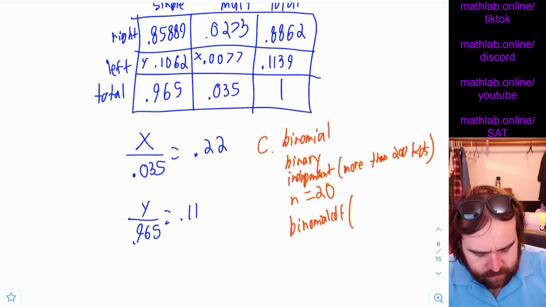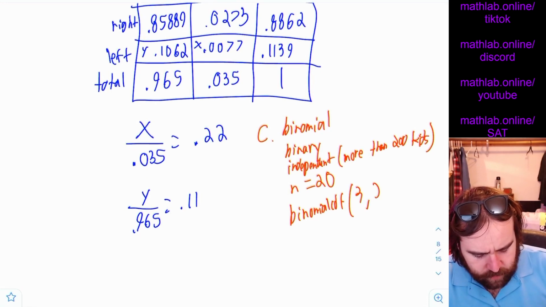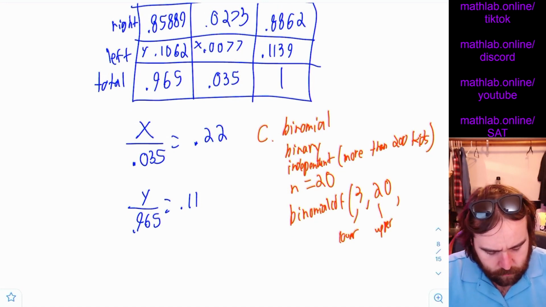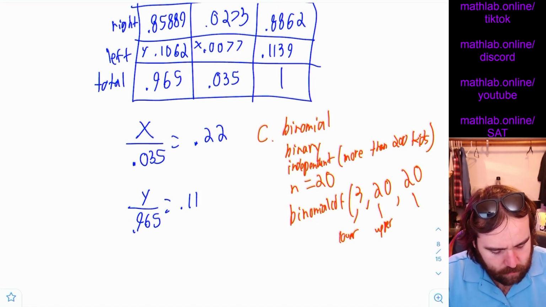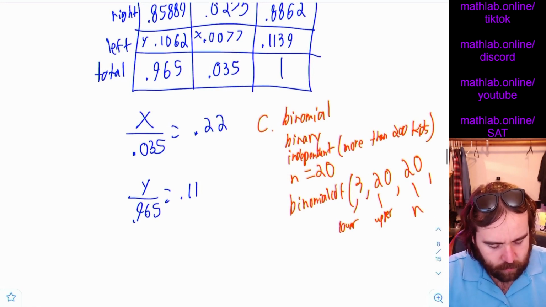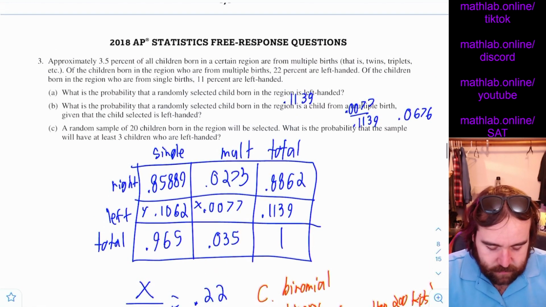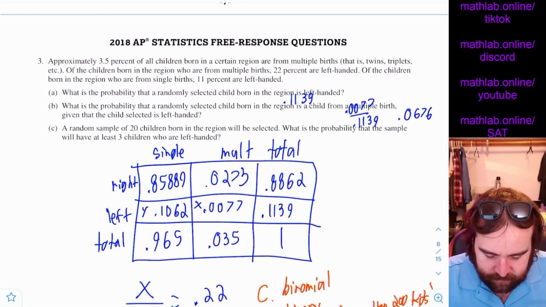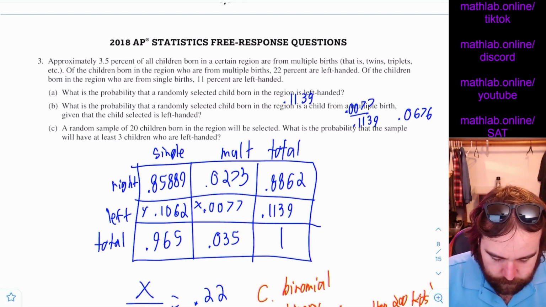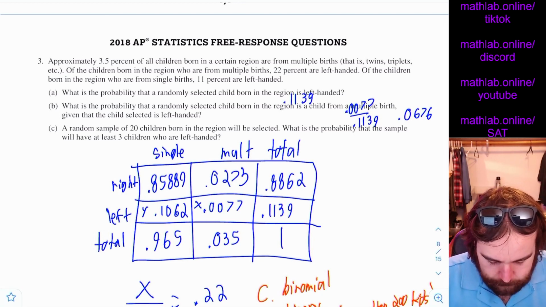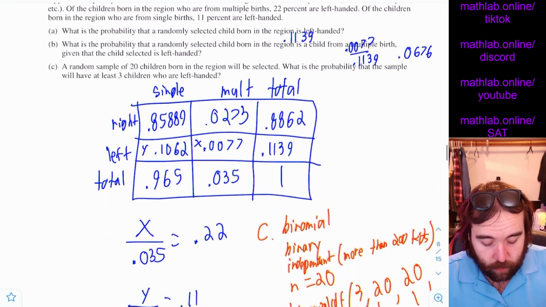We want at least 3, so we're going to do from 3 to 20. Lower, upper. We're going to do n of 20. And we're going to do a probability of success, which is what? Lefties. And we're just sampling everybody. So 0.1139.